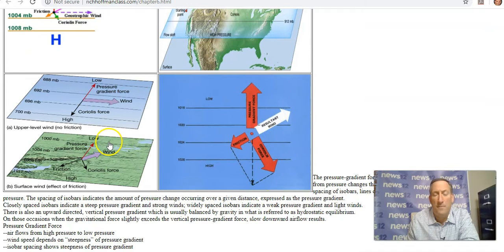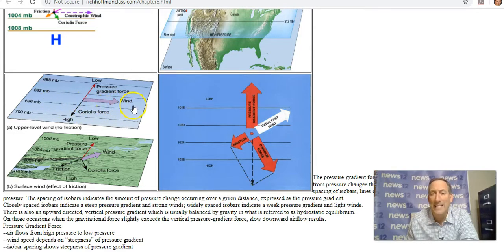Now you have different forces at the surface, which includes friction, but above the ground, the upper level wind does not have any friction. So the winds above the ground, we're talking around 20, 30 to 40,000 feet, will flow much faster, much stronger, and flow parallel to the isobars. So what we're looking at here is what we call a geostrophic wind.